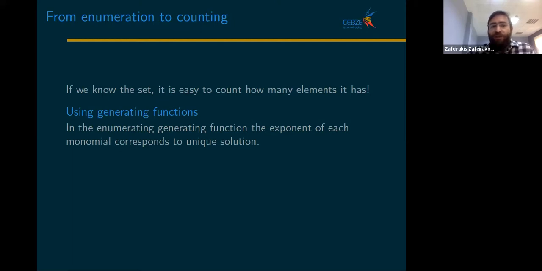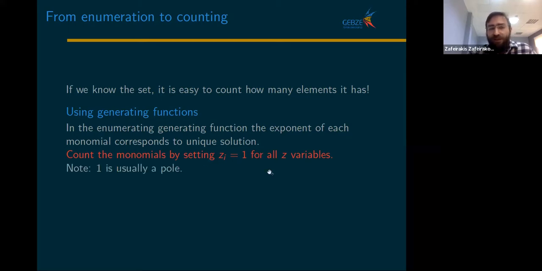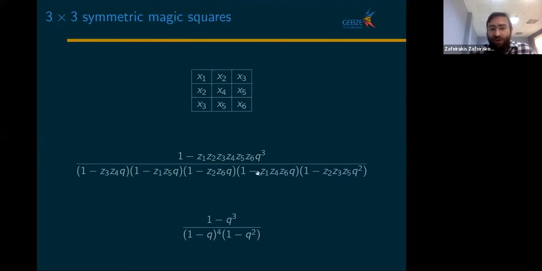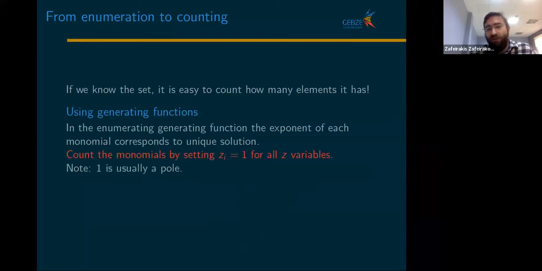If we want to use generating function, in the enumerating generating function, the exponent of each monomial corresponds to a unique solution to our system. Now, if we want to count the number of monomials, we can set every zi equal to 1. And then every monomial will contribute 1 to our sum, and the sum is the number of monomials we have. The only problem is that in this rational function here, sorry, 1 is almost always a pole. So we will have to do something smarter, which I will not talk about in this talk, but it's possible to do the correct substitution there in order to get the count correctly.